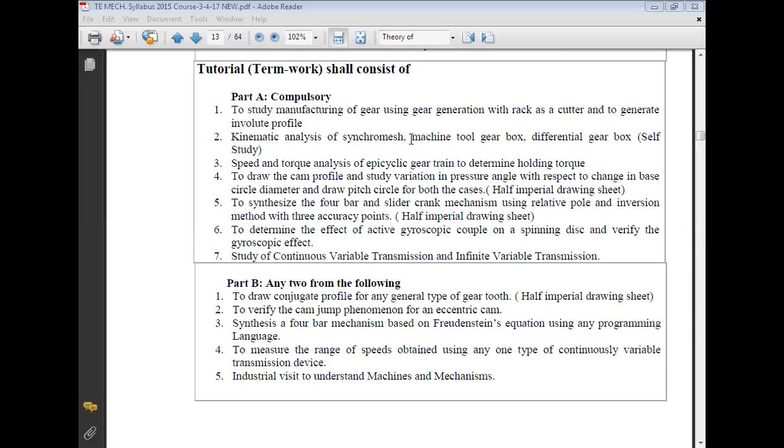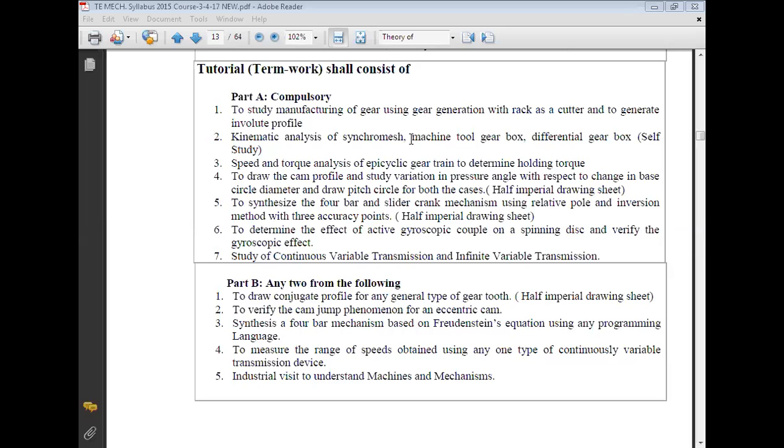Okay. And this is not the only write-up work or the experimentation work that you are going to do. Apart from it, you are supposed to draw the sheets, graphical methods, or the different sheets for this particular term work section. We will see one by one what exactly we are going to do.